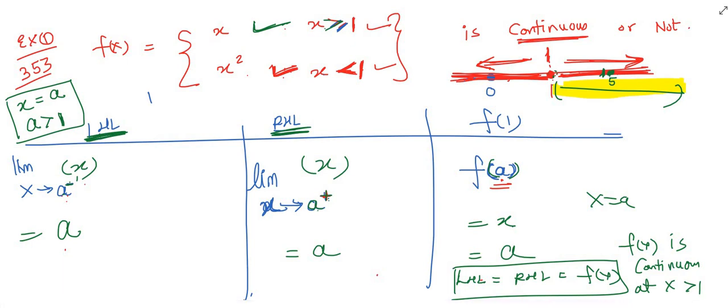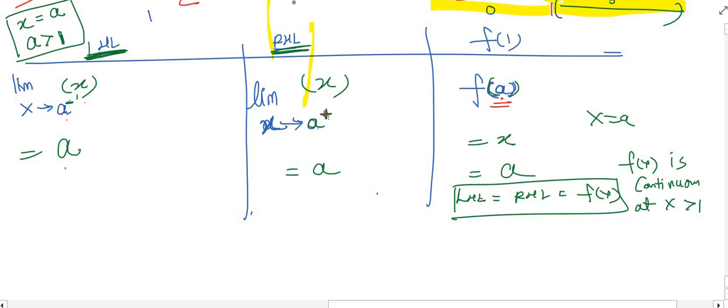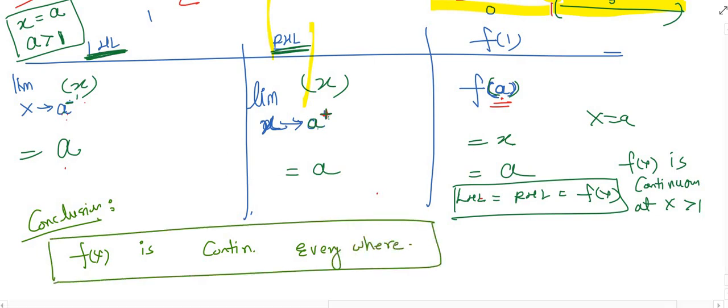So in all three cases we found it is continuous: less than 1, more than 1, or at 1 itself. So what is the conclusion we got here? Let me write down. The conclusion here is f(x) is continuous everywhere, or for all values of x. It is continuous at all values of x.